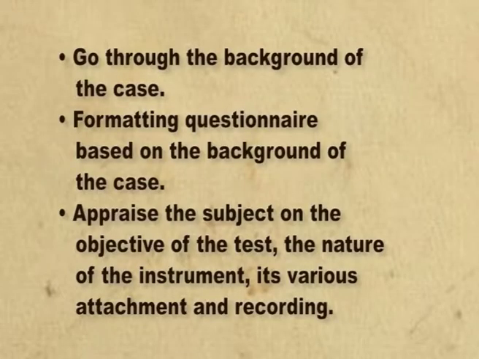In a polygraph test, the variation in the pulse rate, skin conductance, and blood pressure are measured. Before conducting the polygraph test, there are some steps which are to be followed by the examiner. That is, go through the background of the case, and formulate the questionnaire based on the background of the case. Apprise the subject of the objective of the test, the nature of the instrument, its various attachments and recording. During the test, the heartbeat increases, blood pressure goes up, breathing changes, and so on.